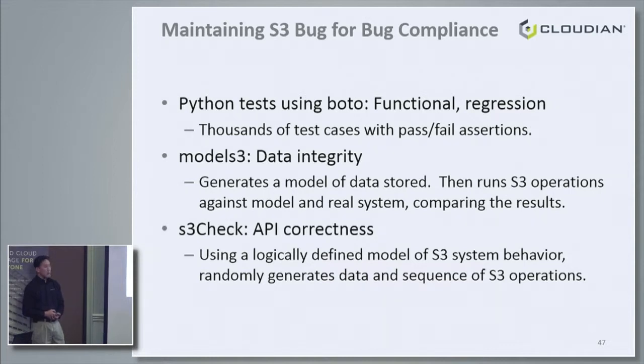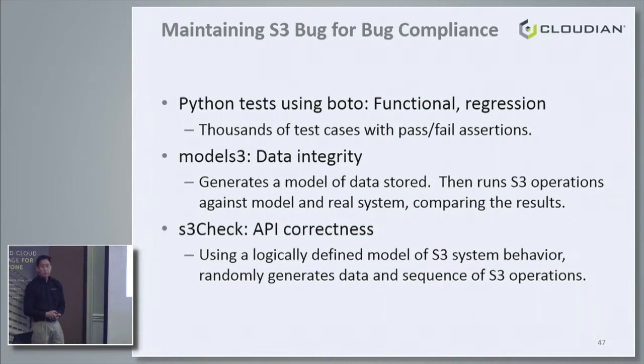A lot of what we do, and a lot of time that the engineering team spends, is working on our S3 compliance. We have bug-for-bug compliance. We have different types of testing tools. We have our standard Python functional regression testing cases. We have a couple of proprietary tools that are very valuable. Model S3 keeps a separate logical model of the data, and then we can run different S3 operations. This is very valuable for upgrades. We do upgrades in place, rolling upgrades.